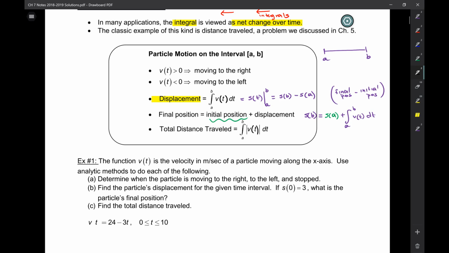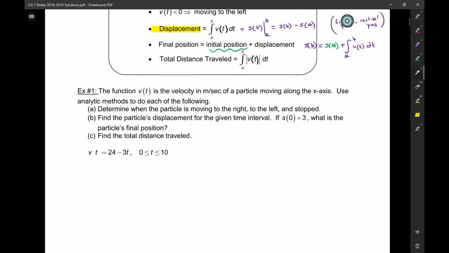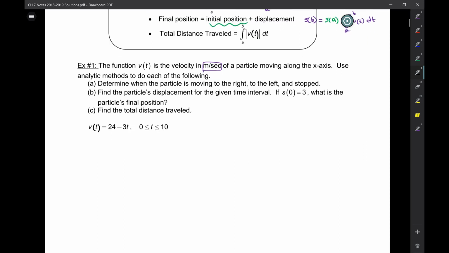All right, let's take a look at some examples here. The function v of t is the velocity in meters per second of a particle moving along the x-axis. So we've got units here, meters per second. Use analytic methods to do each of the following. Determine when the particle is moving to the right, to the left, and stopped. How do we know that the particle is moving right or left? What do we need to look for? If what is positive or negative? Velocity. Let's not use pronouns. Say the exact thing, not it, but the velocity.